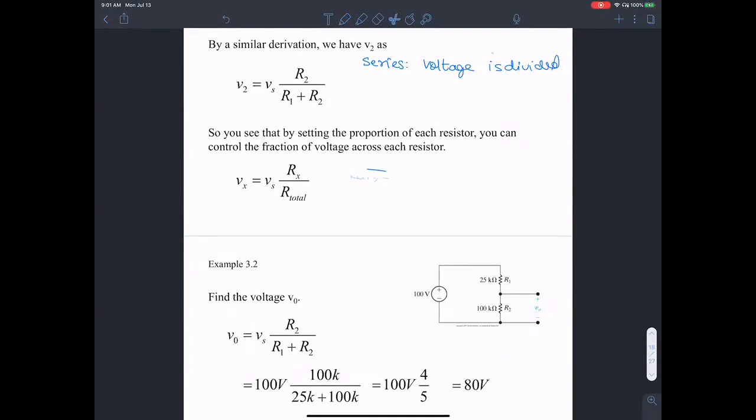The voltage is divided and the current is constant, so you don't have to worry about the current. How is the voltage divided? In a series connection, a large resistance drops a large voltage, and a small resistance drops a small voltage. Compare that to the parallel connection.